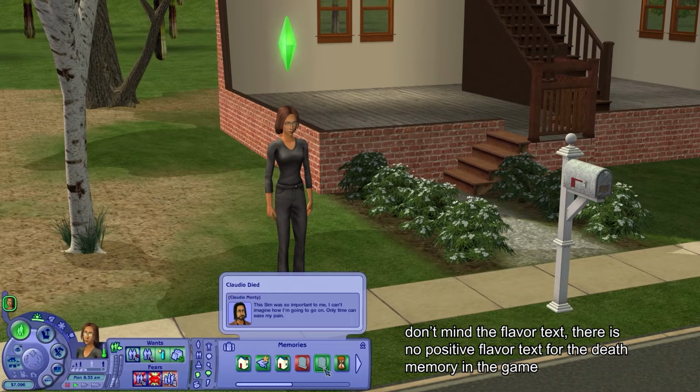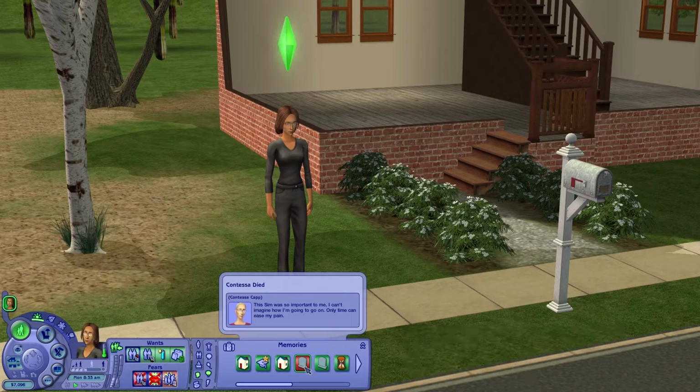Maybe this was a bit of a fumble and it's the memory of Contessa's death that should have been the positive one, in which case Bianca may have killed Contessa in the context of the feud. It's a theory that we'll explore more in a future episode when we talk about Bianca.